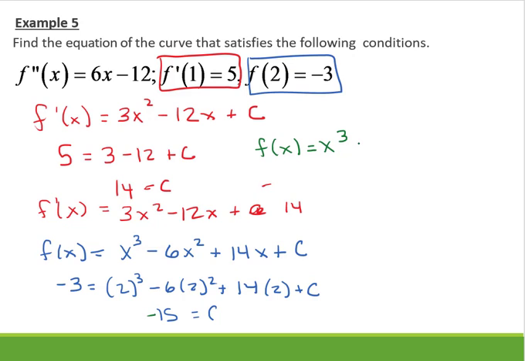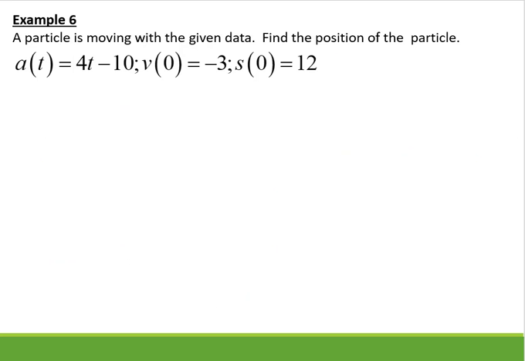And one last example for us. We can also do this with particle motion. Acceleration: how do I get from acceleration back to velocity? I take the antiderivative. I plug in 0 for t. Those both go to 0, so my c is that. So I have my velocity function now.